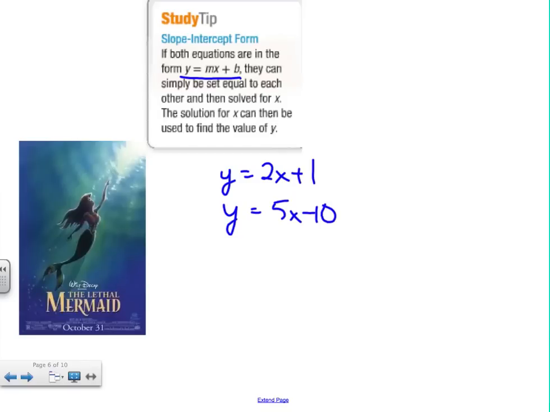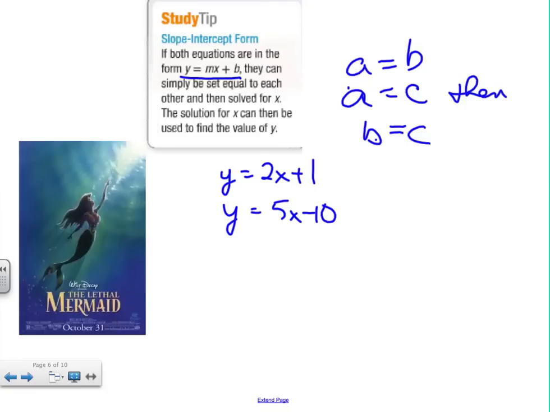Okay? So if I have a and it's equal to b, right? A is equal to b, and then I have a is equal to c, then b must equal c, right? Wouldn't you agree? And let's think about that. So if I have y here is equal to 2x plus 1, and I also say y is equal to 5x minus 10, then these two must be equal to each other. In other words, 2x plus 1 must equal 5x minus 10.